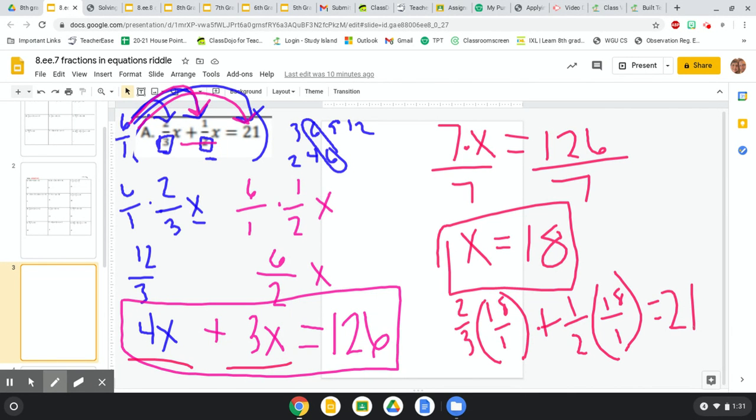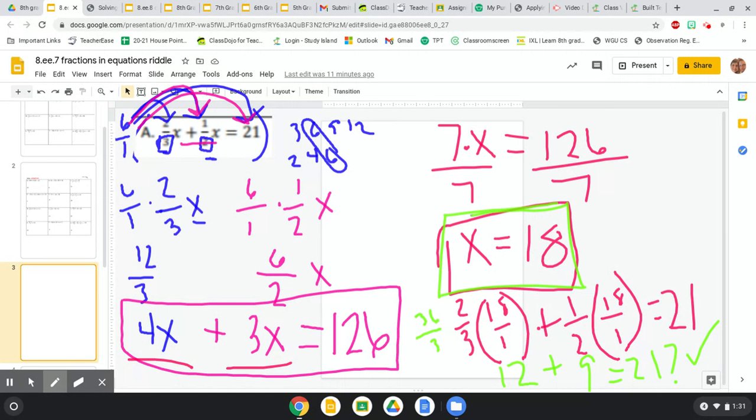So let's see. 2/3, so 2 times 18 would be 36. Let me use a different color. So that's going to be 36 over 3, which gives me a total of 12. Plus, well, 1/2 times 18, I can think about that critically. Well, 1/2 of 18 is just 9. So does 12 plus 9 actually equal 21? Yeah, so I know that x equals 18 is the correct solution, okay?